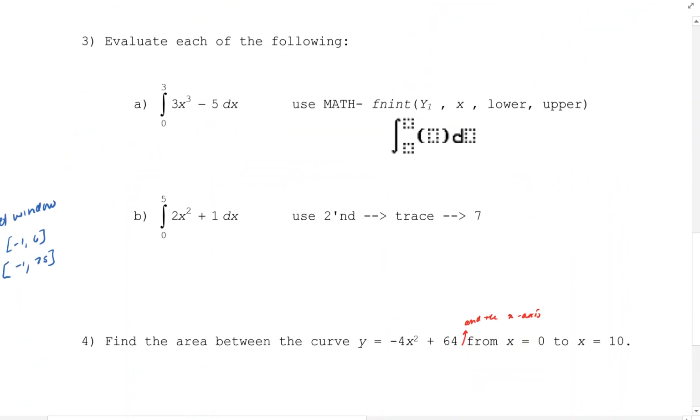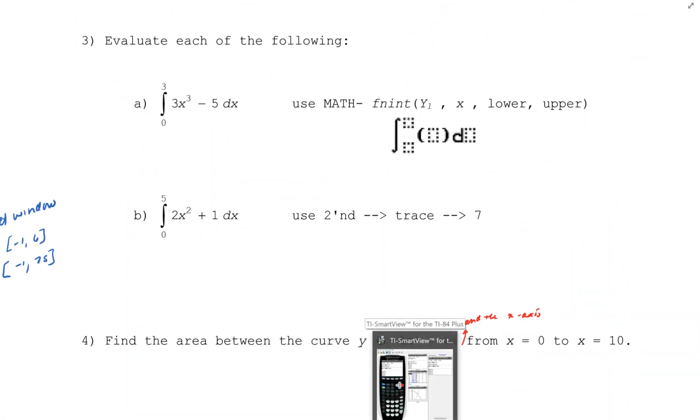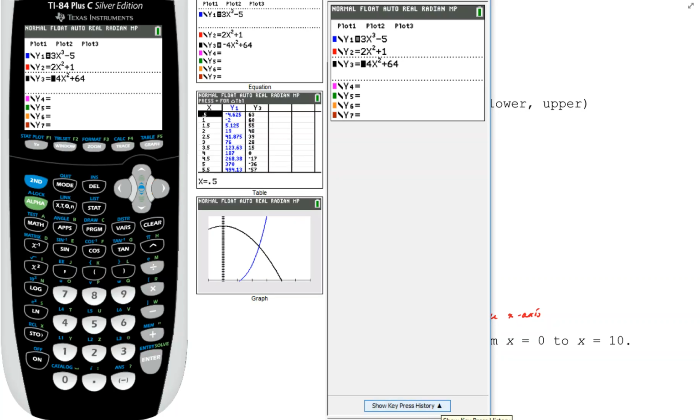I want to look at two other ways that our calculator can evaluate integrals for us. And the first is to use the Math 9 button. So let's get our calculators out. If you need to pause this, go ahead and do that. I've already entered the equations I'm going to need here, but in my y1, I've got the 3x cubed minus 5. And my other equations, you can see I've got turned off.